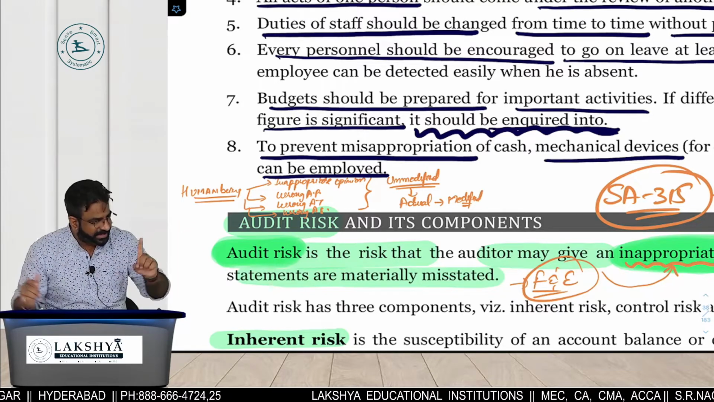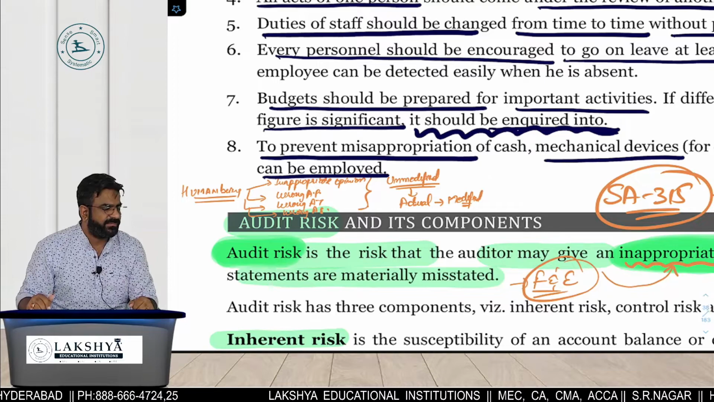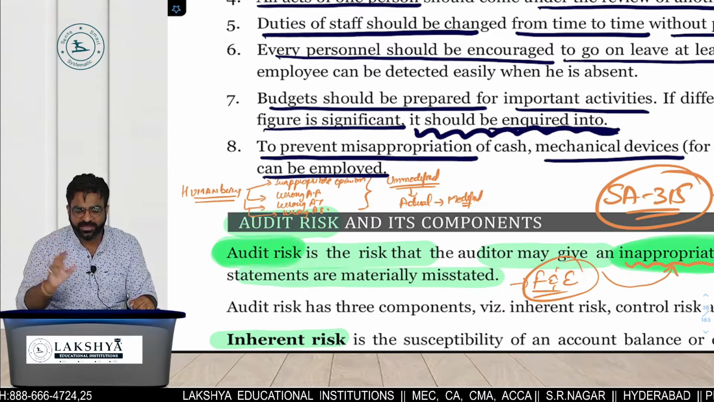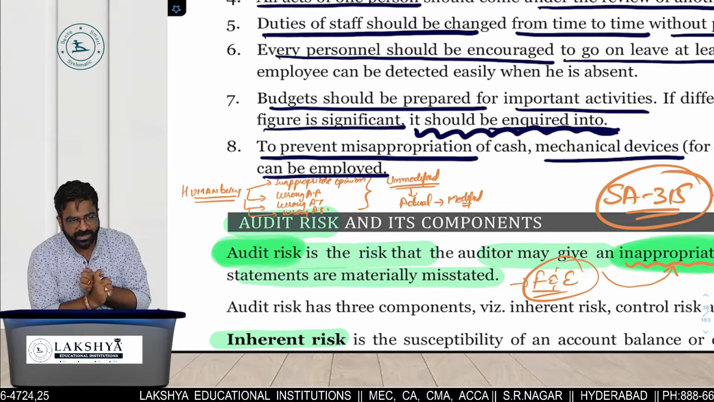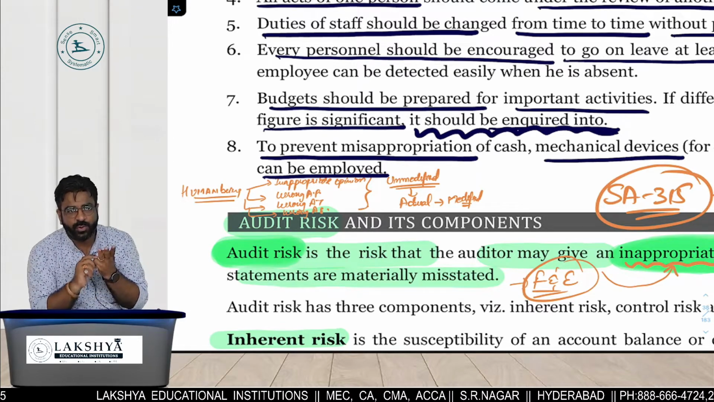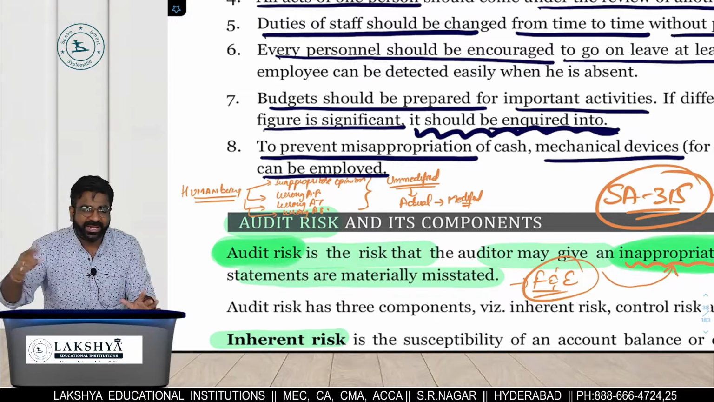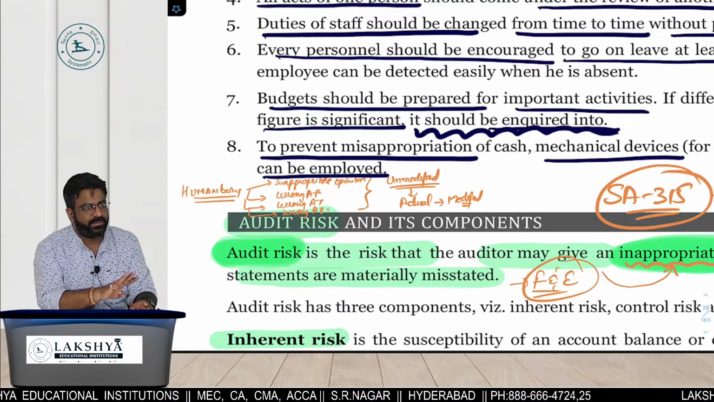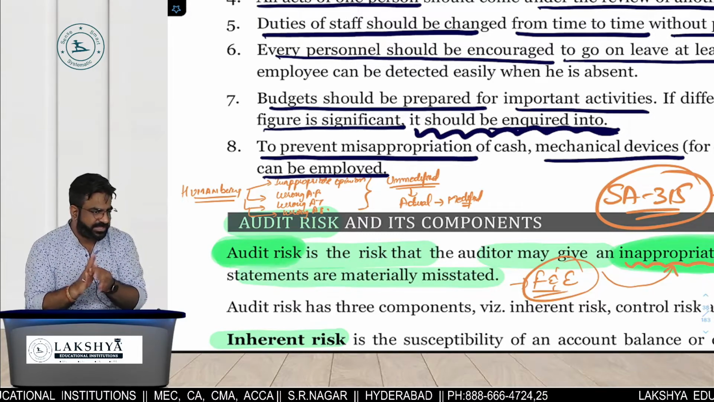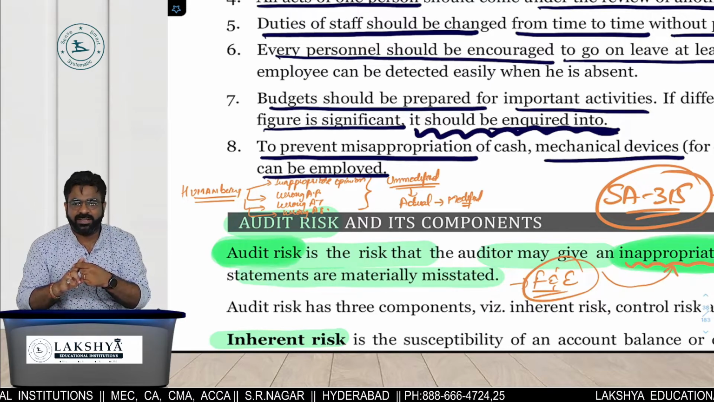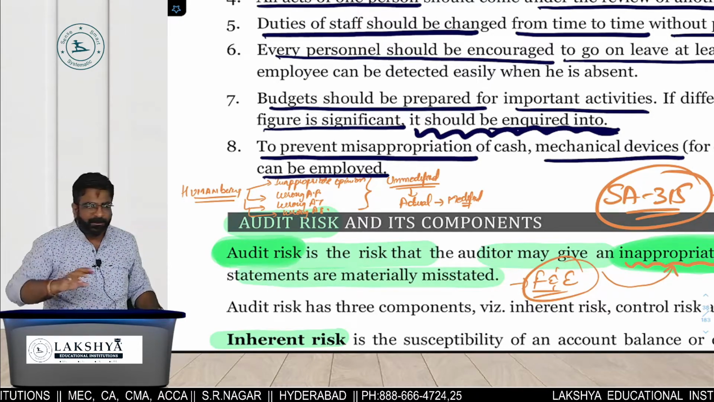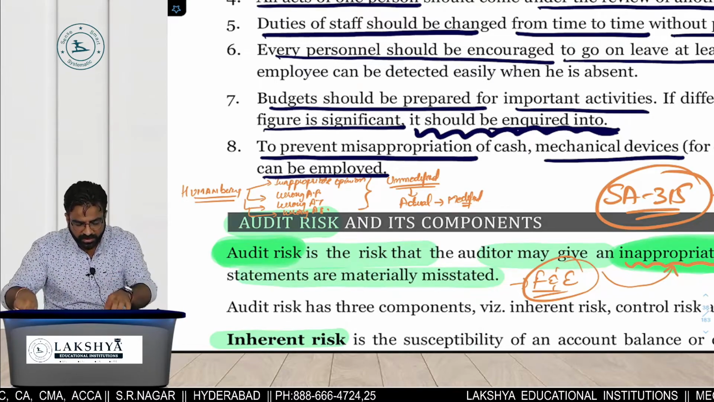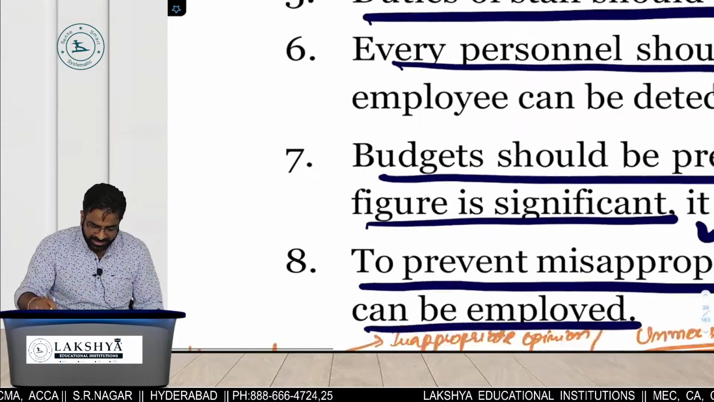ये पूरा नाम है एक स्टैंडर्ड का. Tell me, what is the name of 315? Identifying and assessment of ROMUM in FS. First repeat this line. Identifying and assessment of ROMUM in FS by understanding its entity, environment and what do you say? Controls. Controls हमने समझ लिए. अभी now we have to understand entity and what? Environment. Before moving into anything, you have to first understand the meaning of the term called what? Audit risk. अभी इसको ध्यान से सुनना जो मैं तुम्हें बता रहा हूं.